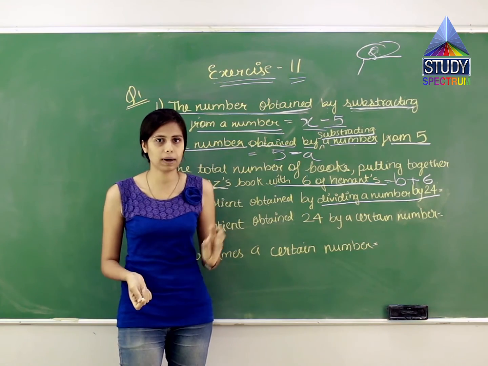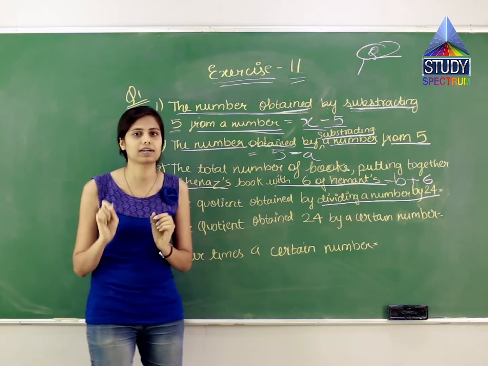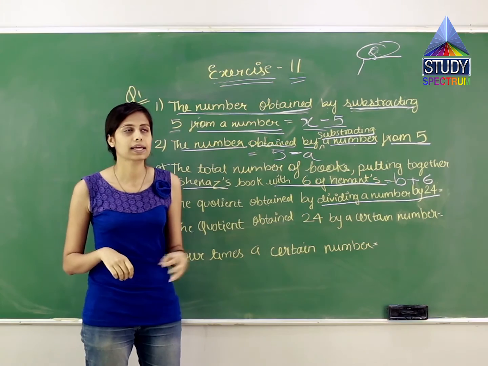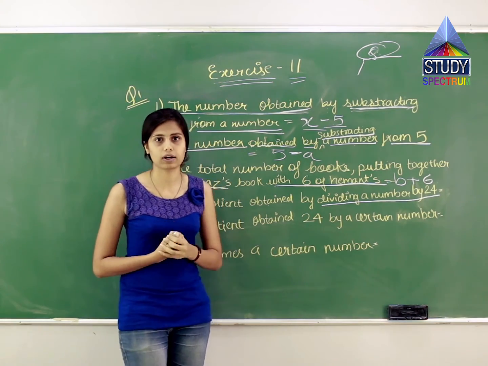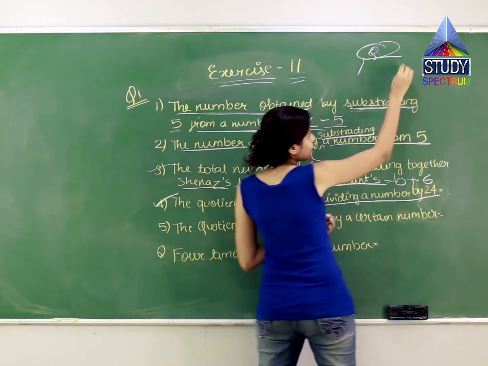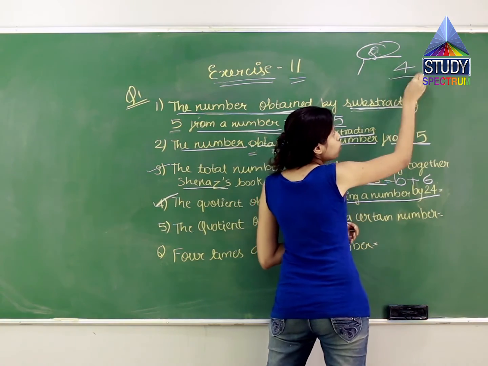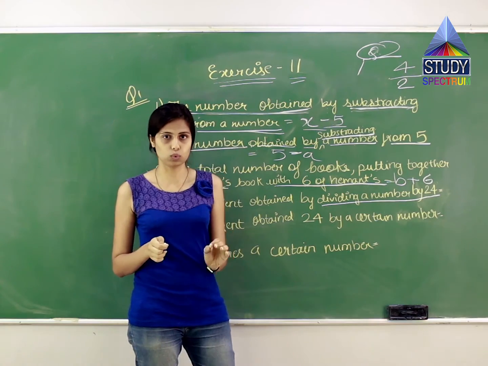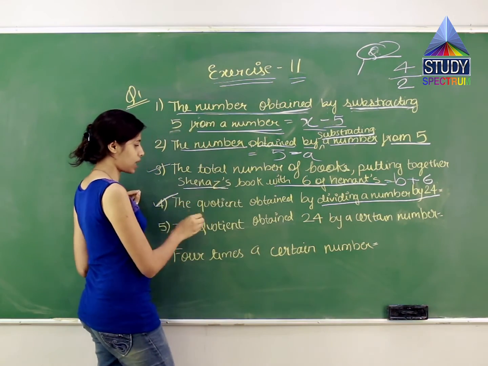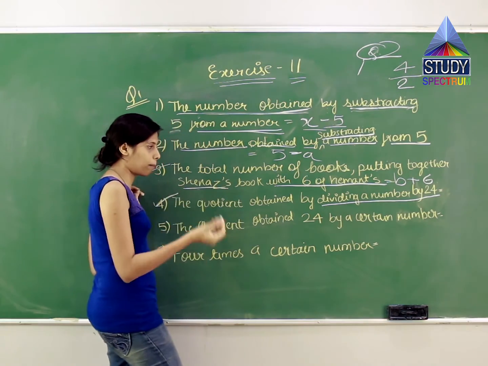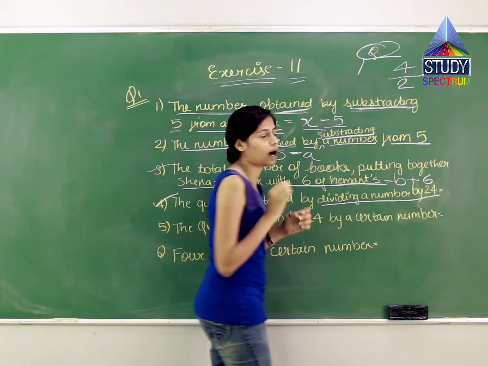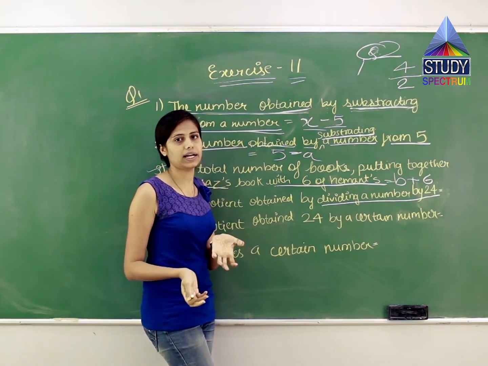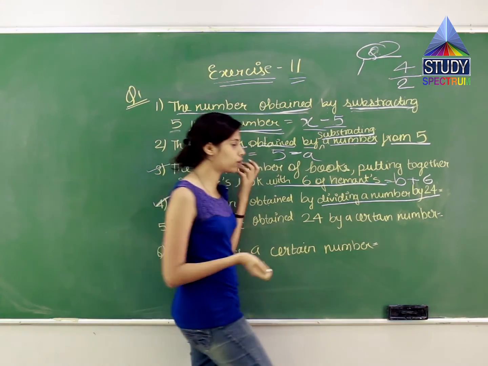मतलब एक कोई तो नंबर है, उसको 24 से डिवाइड करना है. जब ऐसे कोई बोलता है कि सपोज 4 को 2 से डिवाइड करो, तो what you do, you write it like this. 4 को 2 से डिवाइड करो, what you do, you write it as 4 by 2. Over here they are telling you the same, a quotient or an answer obtained by dividing a number. You don't know that number. What will you do? You will substitute that number.